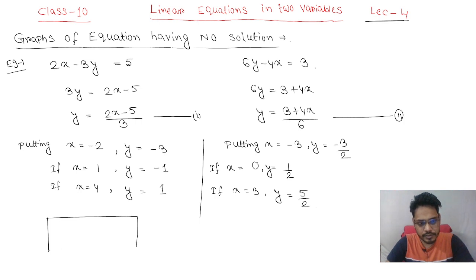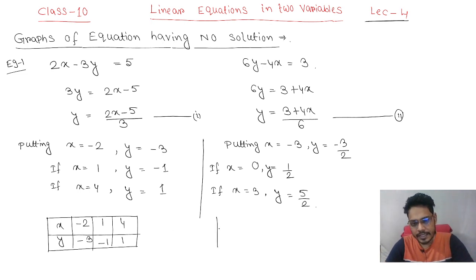For the first equation, just put the points in the table, x and y. If x is minus 2, y is minus 3. If x is 1, y is minus 1. If x is 4, y is 1. In the second table, we put the points of the second equation, x and y. If x is minus 3, then y is minus 3 by 2. If x is 0, y is 1 by 2. If x is 3, y is 5 by 2.